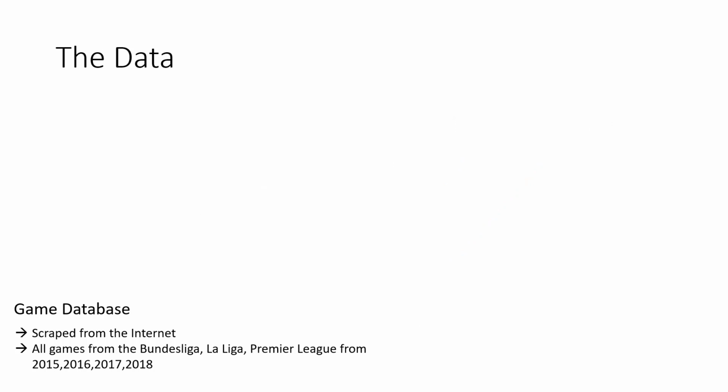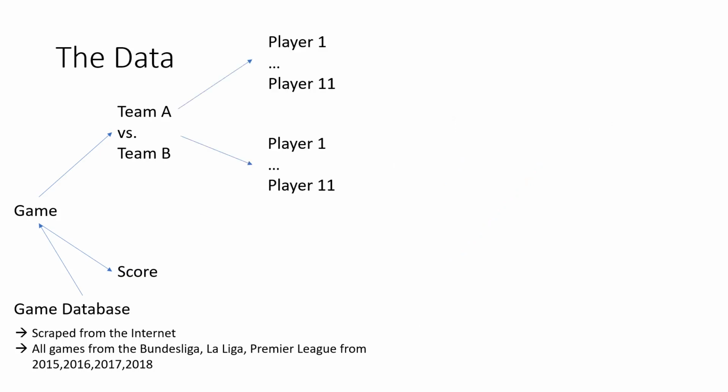We have a game database which I scraped from the internet, from transfermarkt.de. That's an internet page where you can find all football history. And I scraped all the games from the Bundesliga, which is the German league, La Liga, the Spanish league, Premier League, from the 4 past years. And yes, we have many games, where one game is comprised of course of team A versus team B and the score.